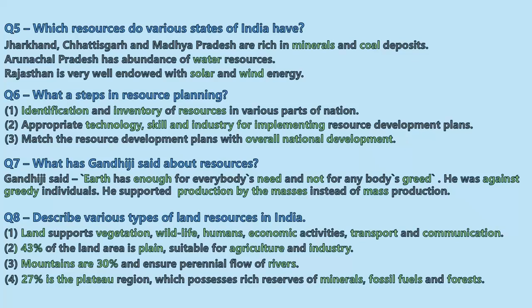And 27% is the plateau region. Okay, so 43% is the plain region for agriculture and industry. 30% mountains we have, which will ensure our rivers are flowing and rainforests are growing. Okay, and 27% is the plateau region, which is rich in minerals and fossil fuels. Okay, so we can do mining here, and we can use those resources for our industry.